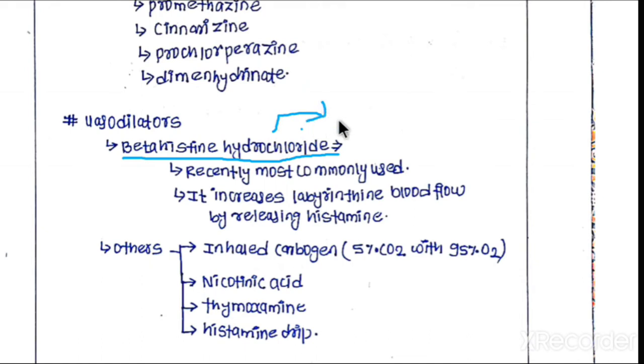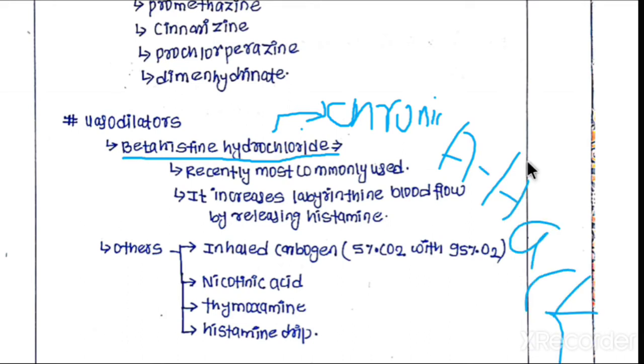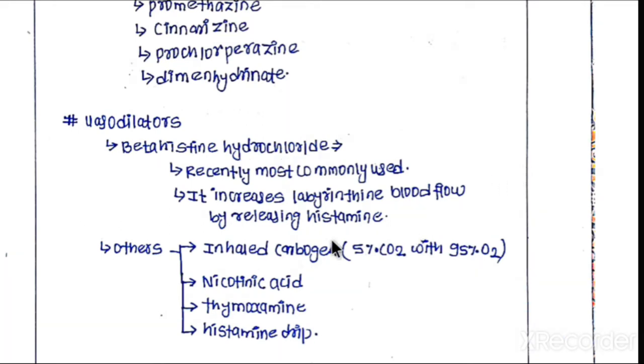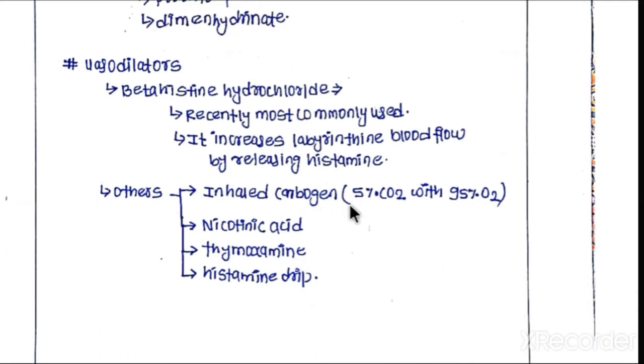It is also used in chronic attack. Other vasodilators are inhaled carbogen, that is 5% CO2 with 95% O2, nicotinic acid, thymoxamine, and histamine drip. These are used in acute attack.